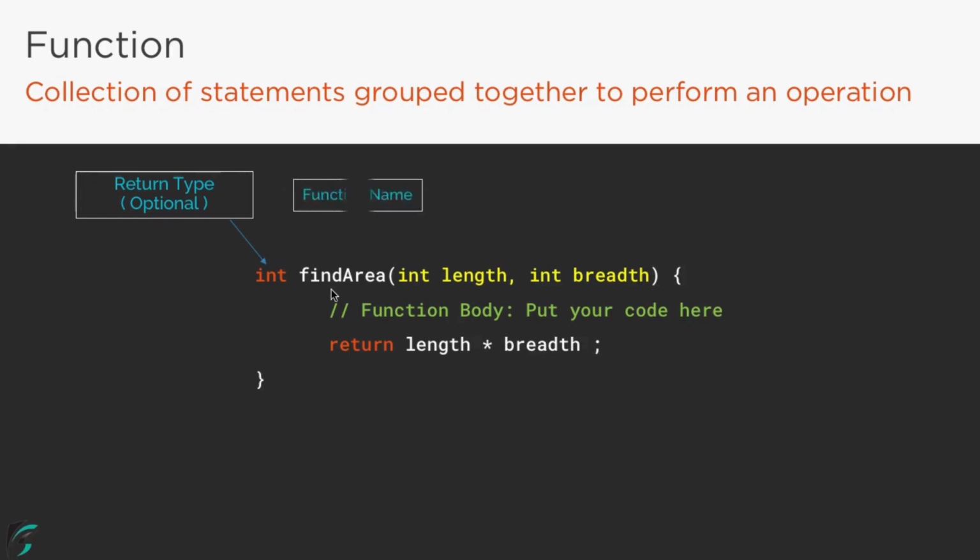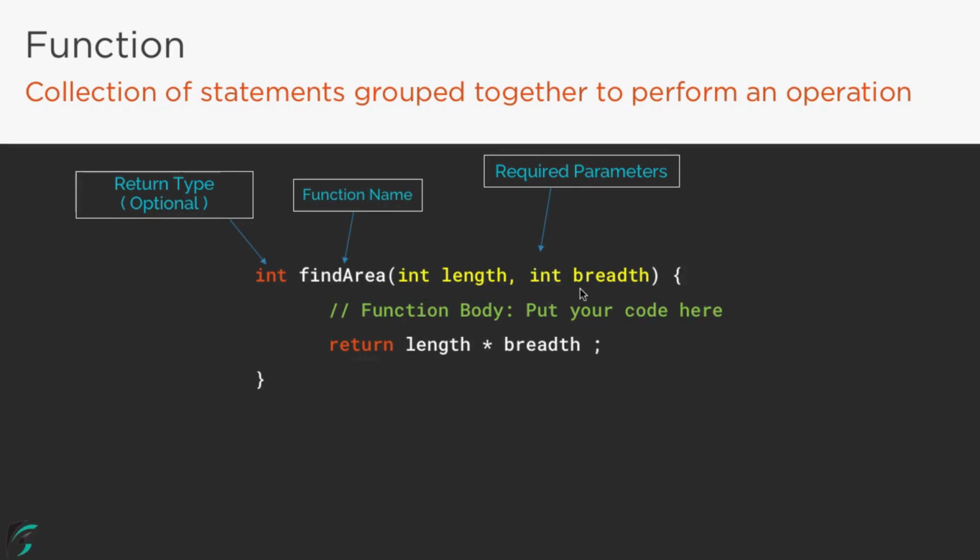Then we have the function name, such as findArea. This name is user defined. You can name it as per your wish, for example findMyArea, findRectanglesArea, and so on. In short, you can name it as per your choice. And then we have some parameters. This time I am calling them the required parameters. Why I am calling them required parameters, I will let you know shortly. As parameters, you can pass as many as you want, such as here we have two parameters, length and breadth.